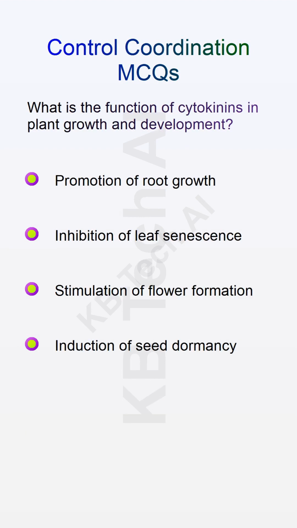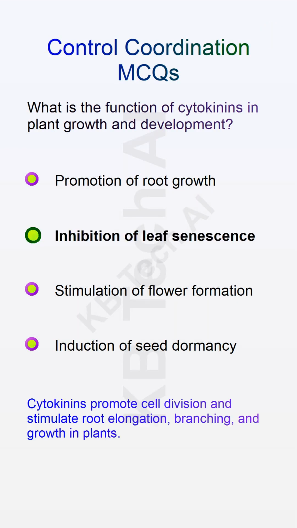What is the function of cytokinins in plant growth and development? Option 1, promotion of root growth, option 2, inhibition of leaf senescence, option 3, stimulation of flower formation, option 4, induction of seed dormancy. The answer is, option 2, inhibition of leaf senescence.